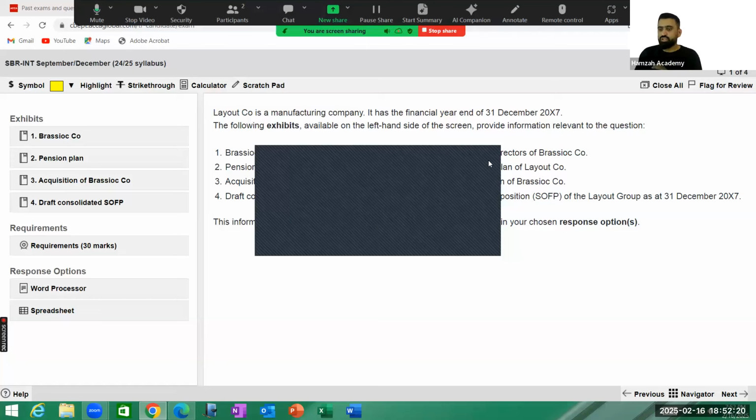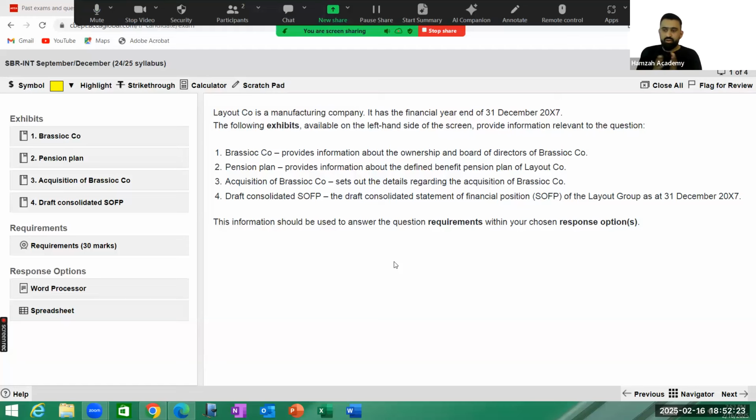The question which we are going to discuss is the Brassic company question. And the background of the question: there is a company with the name of Layout. That is a manufacturing company, and it has a financial year end of 31st December X7. And the exhibit which would be relevant for this question is number one, the exhibit relating to Brassic company. That exhibit provides information about the ownership and representation in the board of directors.